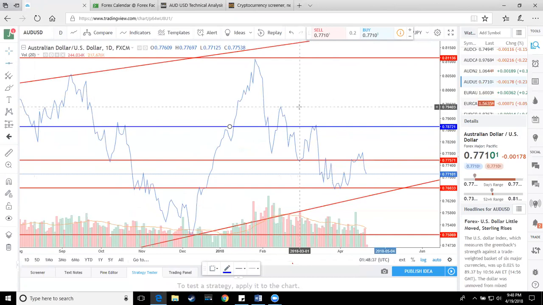A way that you can identify, okay, so this point touches this line, but is it support or a resistance? If that line is respected more than 3 times, 3 or more times, then I would consider it a strong support or a strong resistance.